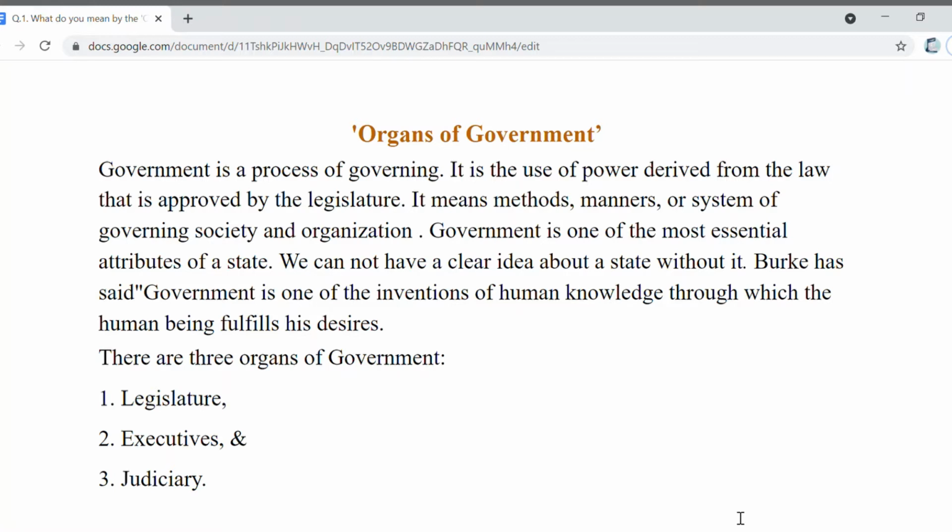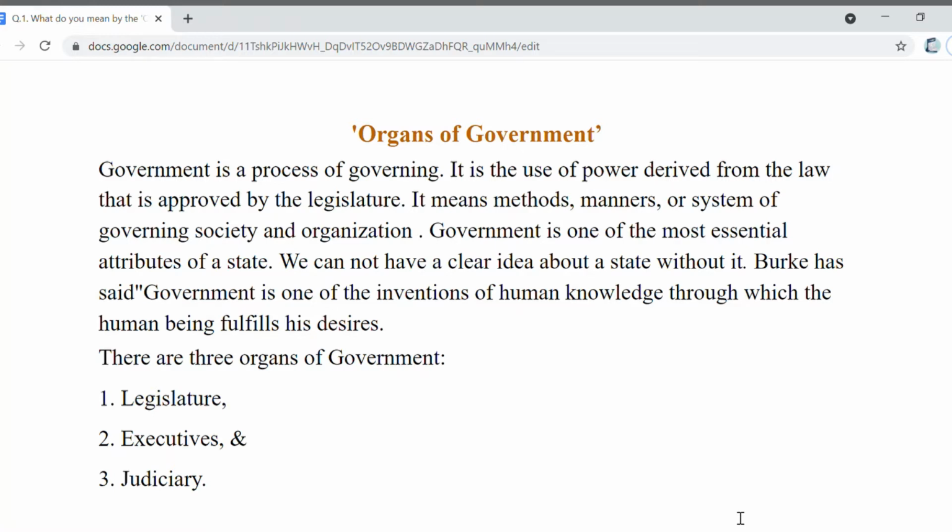Government गवर्निंग process होता है and it is the use of power derived from the law that is approved by the legislature. So जो methods, manners और system of governing society और organization है, that is called a governing part. Government is one of the most essential attributes of a state. We cannot have a clear idea about a state without it. तो बिना government के state नहीं हो सकती.